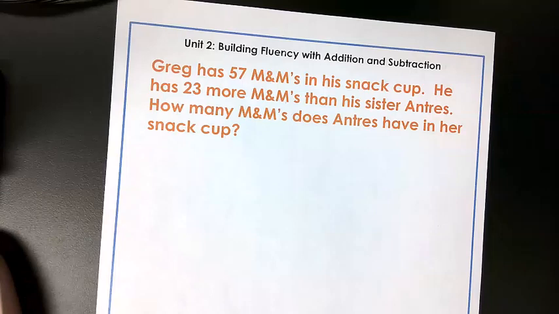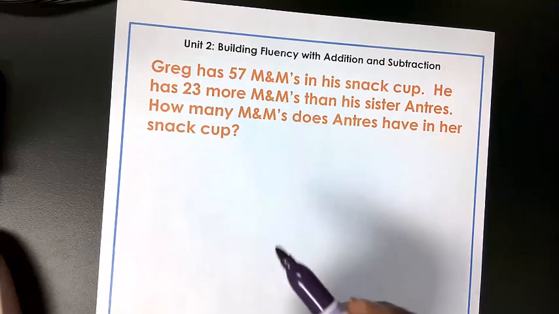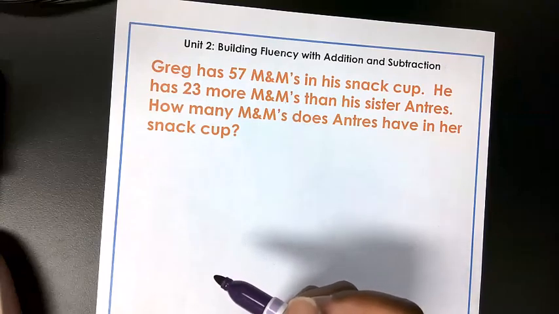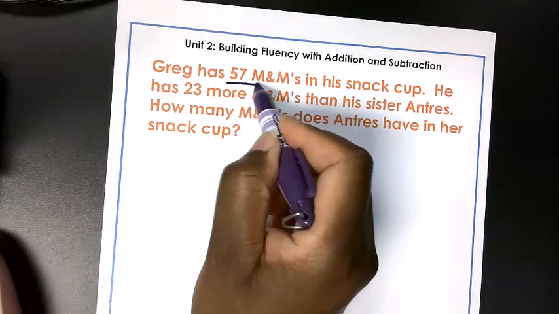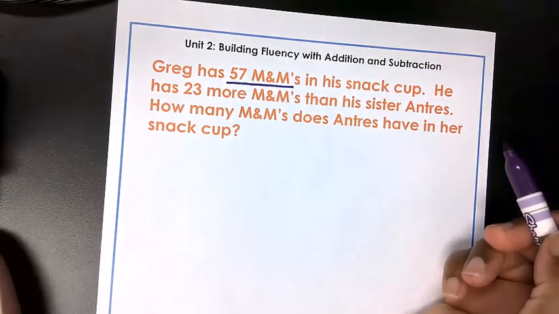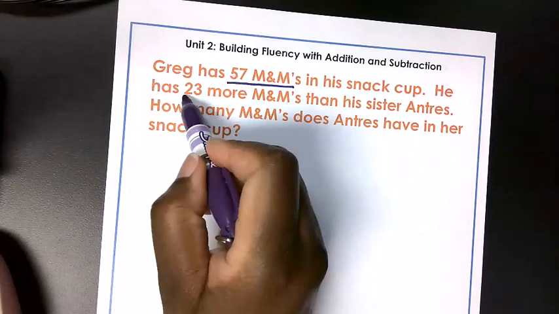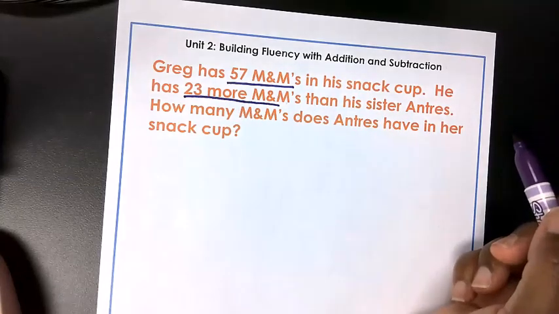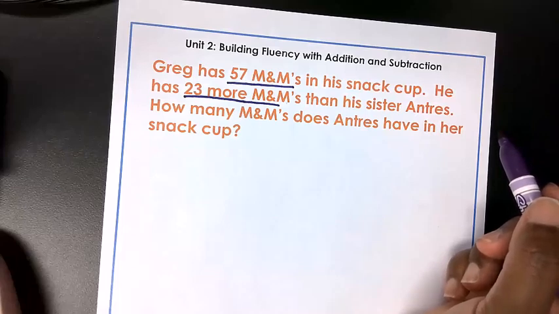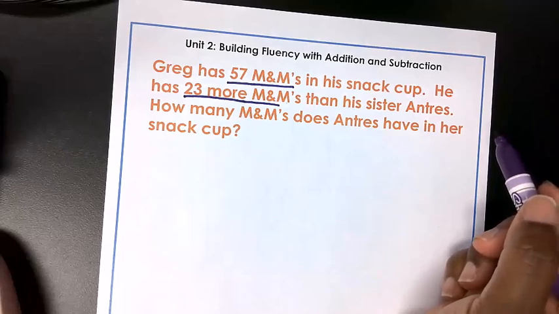Greg has 57 M&Ms in his snack cup. He has 23 more M&Ms than his sister Entress. How many M&Ms does Entress have in her snack cup? So, looking at the problem, I know the exact amount of M&Ms that Greg has. Greg has 57 M&Ms. I also know that Greg has 23 more M&Ms than his sister Entress. What I don't know is the amount of M&Ms that Entress has. So we'll use the information about Greg to determine the information about Entress.